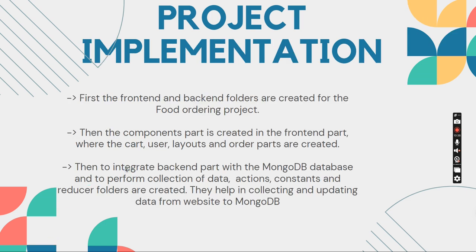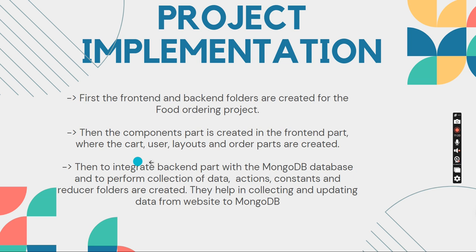Now we are going to come to the implementation part. First, the front end and back end folders are created for the food ordering project. It is done in VS Code. Then the components part is created in the front end part where the cart, user, layouts and order parts are created. Since React.js is mainly used for creating components, whenever a change comes, we'll just update the cart, user, layouts and order parts of the React files and folders so that we'll be able to change and create data easily.